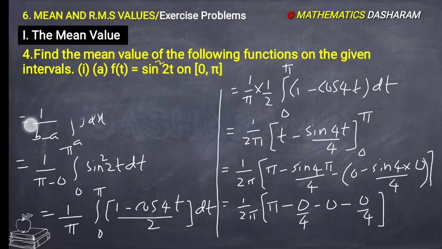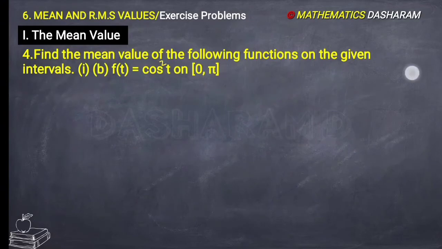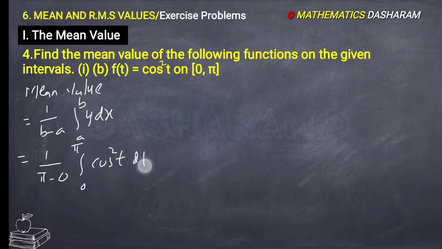So the final answer is equal to 1 by 2 pi, and this total answer is pi. Then pi cancels, 1 by 2 is our required answer. Next, B question, f(t) equals cos squared t, and the interval is the closed interval 0 to pi. So 1 by (b minus a) integration a to b of y dx. So b value is pi and a value is 0, integration 0 to pi, and y means cos squared t dt.